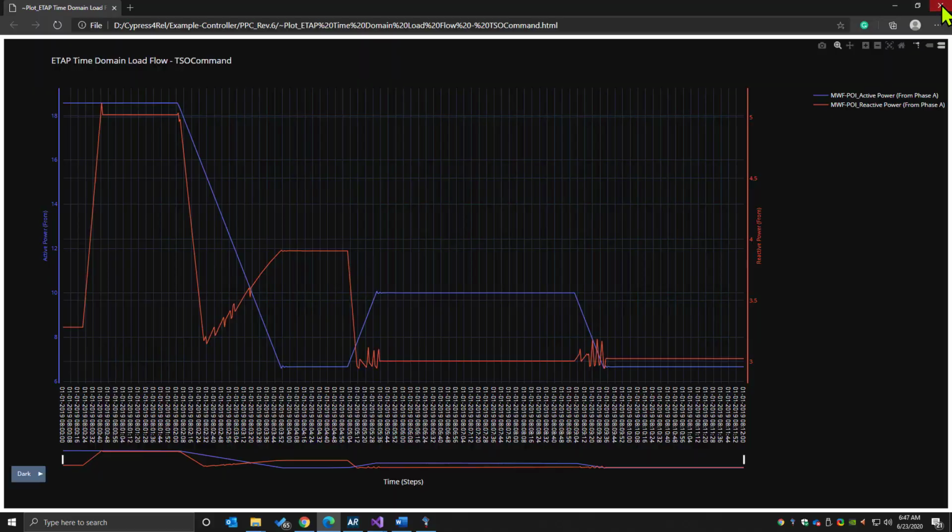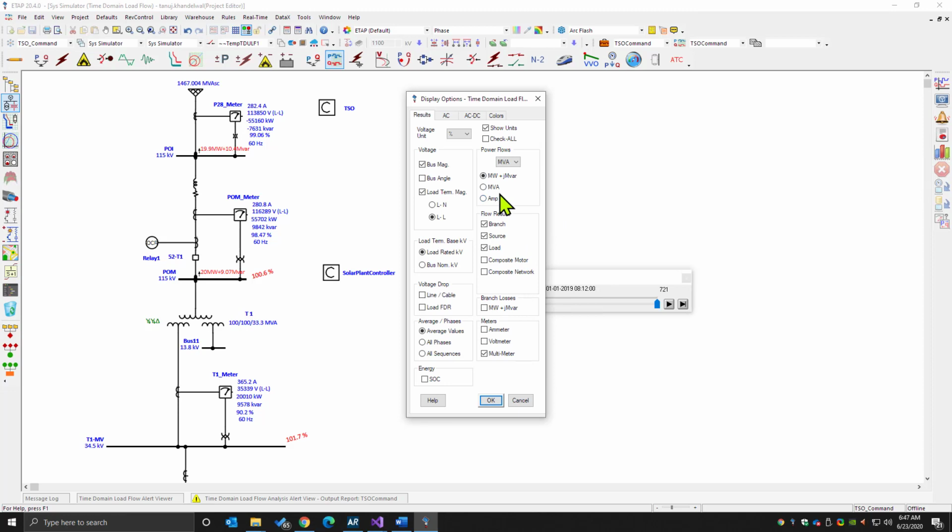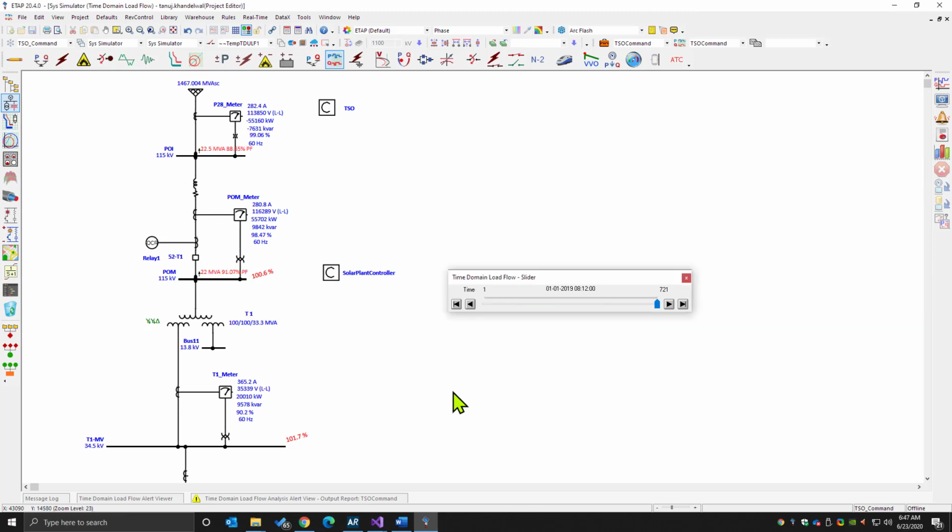If we go ahead and close this plot, go back to our single line diagram, take our slider all the way to the end of the simulation time and look at the amps or MVA along with the power factor, we can see that we are actually at 91% power factor at the end. And we essentially started with 98% power factor. So we can see that the last command that takes it to 91% has been met as well.